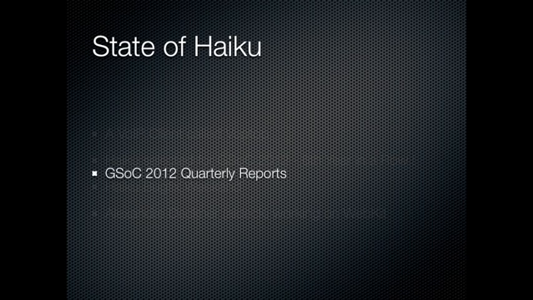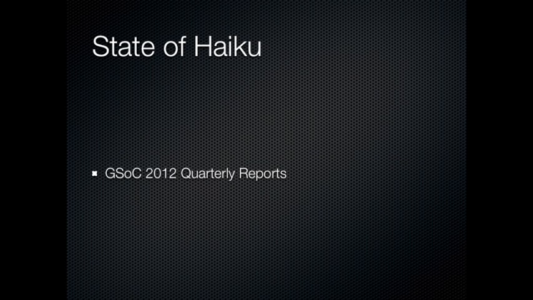In June, we saw the quarterly reports of the Google Summer of Code, with the three projects being the OpenJDK port, which is coming along nicely, the x86-64 port, and the CPU idle project, showing nice progress. We also heard updates about NFS version 4 and a much-needed BFS partition resizer project.